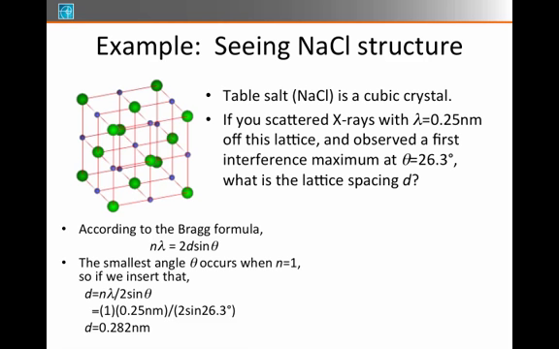So scattering experiments like this can be used to deduce not only the crystal structure but also the dimensions of the crystal lattice.